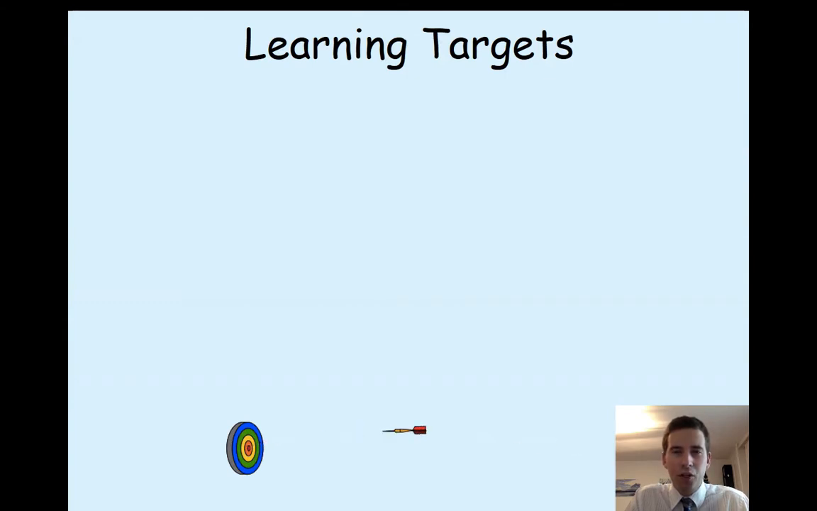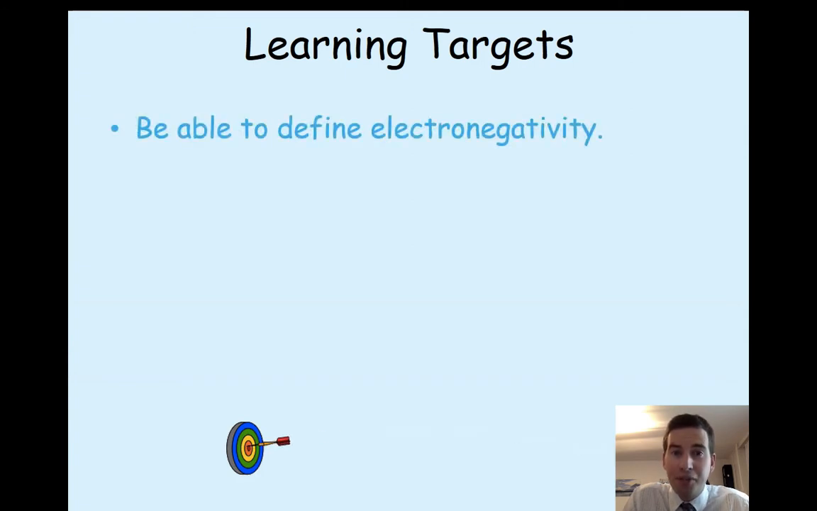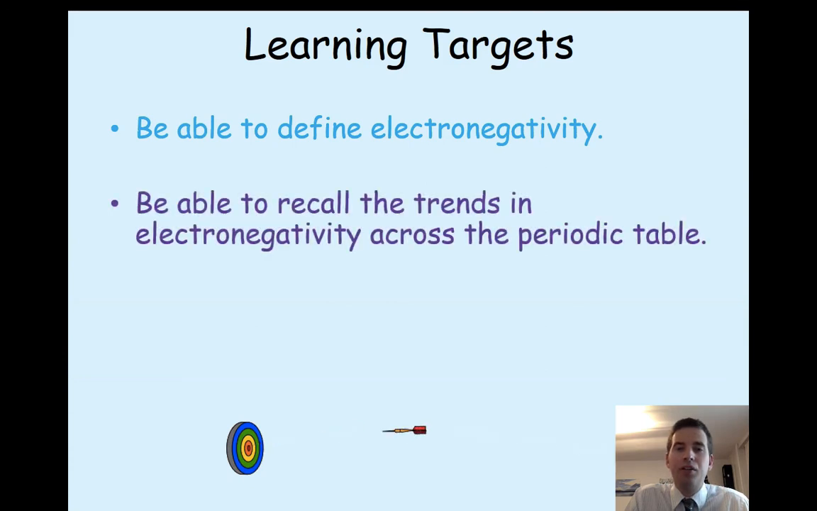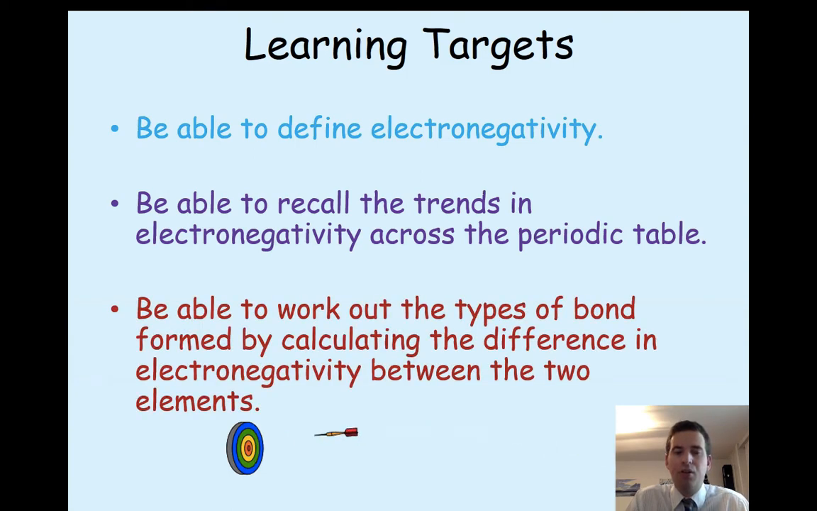Okay, so quite a lot of new theory there, but the things I want you to take away from it: you need to be able to define electronegativity. Make sure you add this to your glossary. You need to know the trends in electronegativity from the periodic table. And you should be able to work out the type of bonding due to the differences in electronegativity.